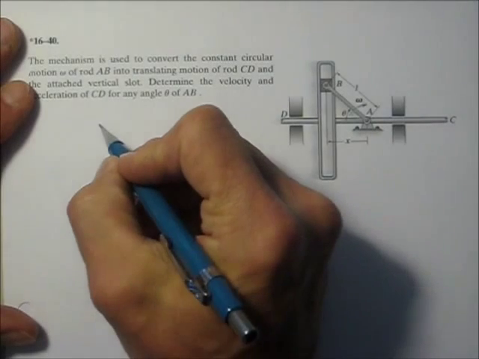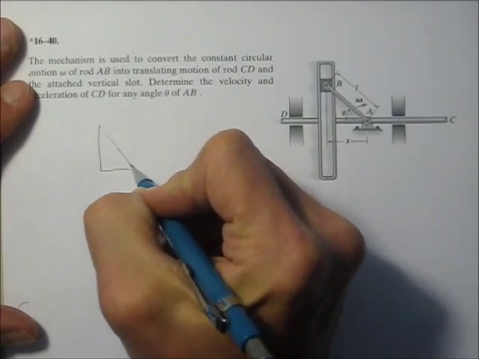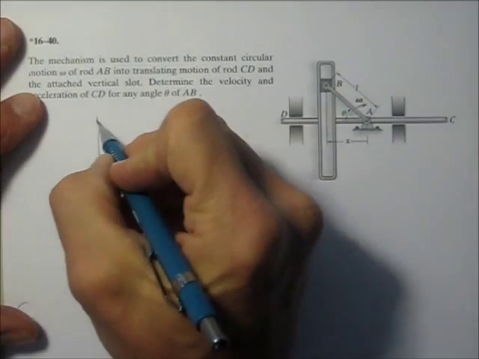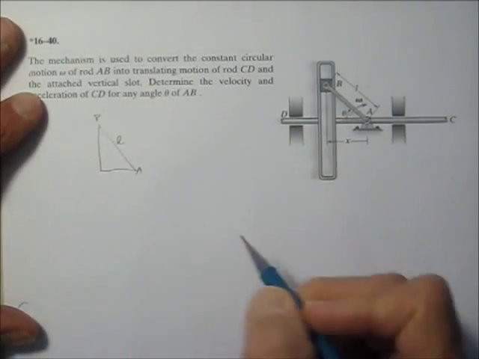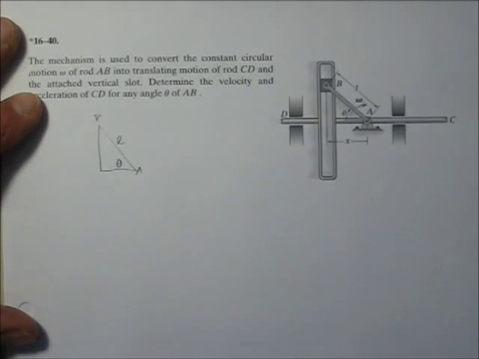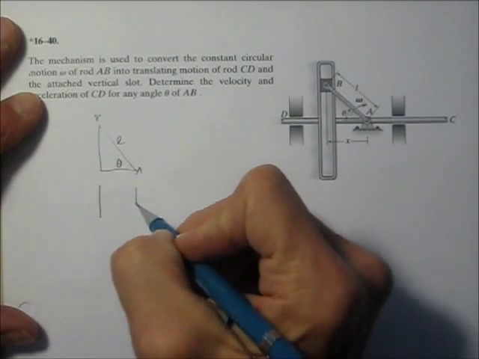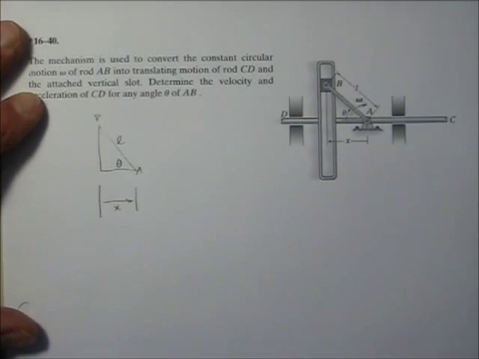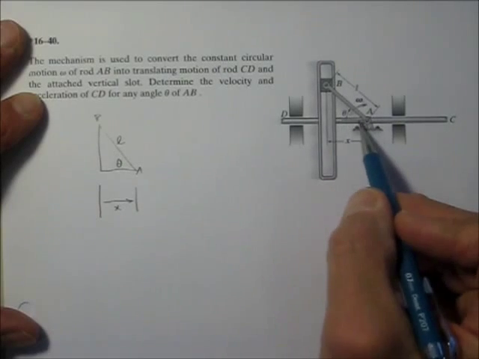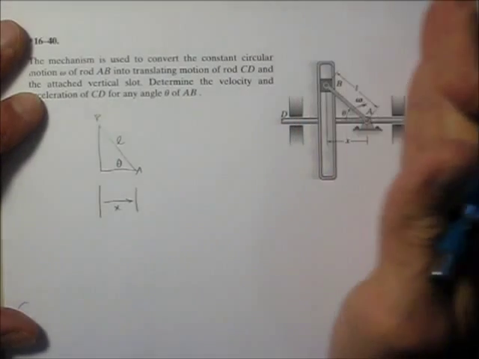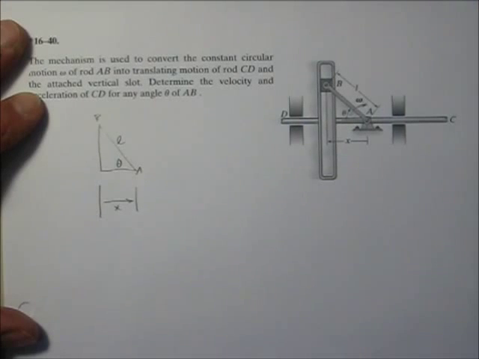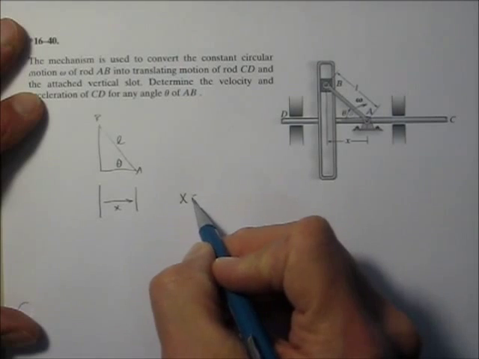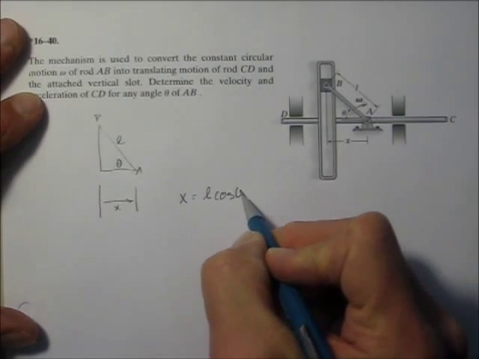Let me just draw a little triangle of what's going on right here, and I'm going to say that this is my position A and this is B. In this case, the length L is fixed, and we have that theta right there. What we're looking for in this problem is how this dimension X is changing with time. The position X means that this whole thing is moving in that direction, which pushes the rod DC that way. So let's find X as a function of theta. We can say that X is equal to L cosine of theta.